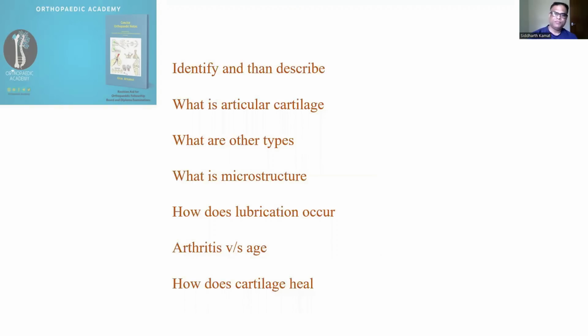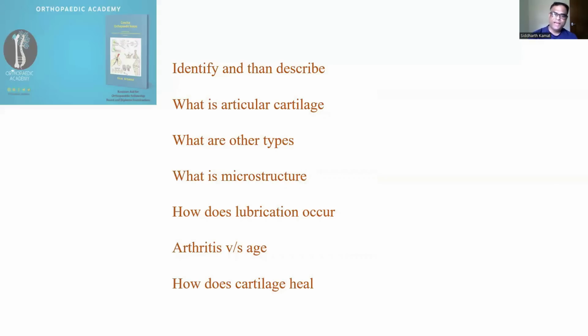What are the various questions which can be asked in this station? What is articular cartilage? Articular cartilage is a structural connective tissue which lines the ends of the bone to form a synovial joint. It has properties like it is avascular, aneural, and alymphatic.